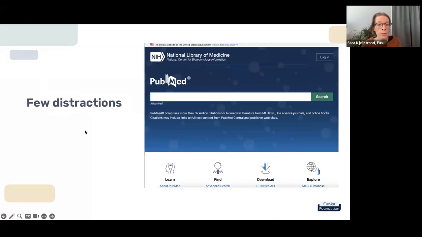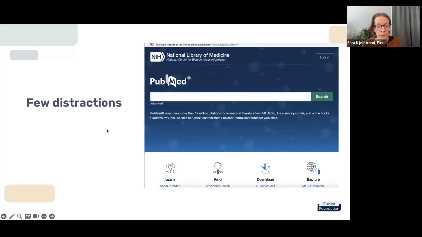So the example we have here is from the National Library of Medicine, where you go to find articles and literature about medicine, obviously. So what they've done is to make the search bar take up the majority of the page. So this is really what you can see. This is what you focus on on the website. You go there to find information.